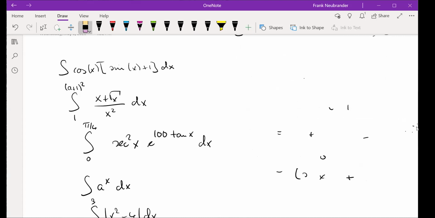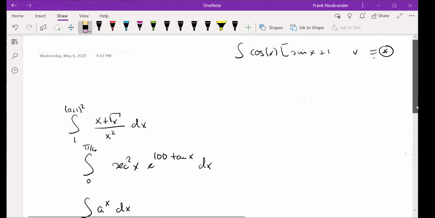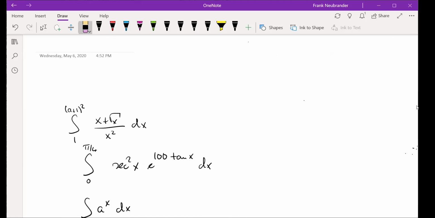Okay, now next problem. The integral from 1 to a plus 1 squared of x plus the square root of x over x squared dx.